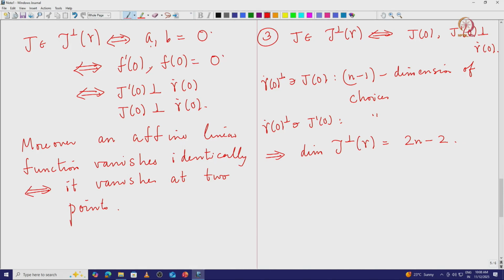Okay, so the final thing I want to do in this lecture is to give a characterization of Jacobi fields. How do you produce Jacobi fields? So the idea is that Jacobi fields arise geometrically as variation vector fields of variations through geodesics.